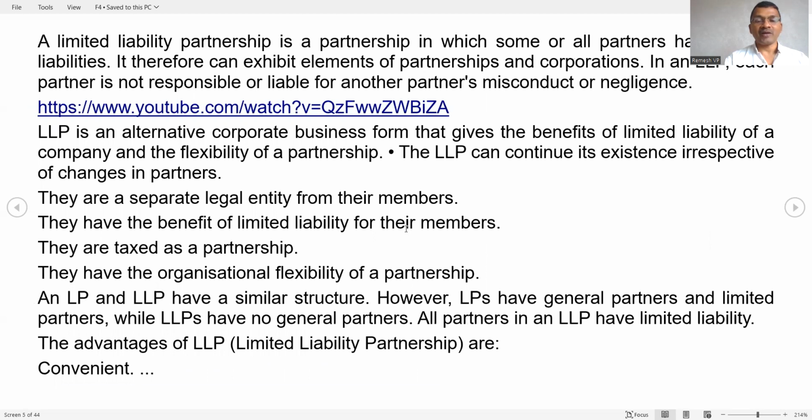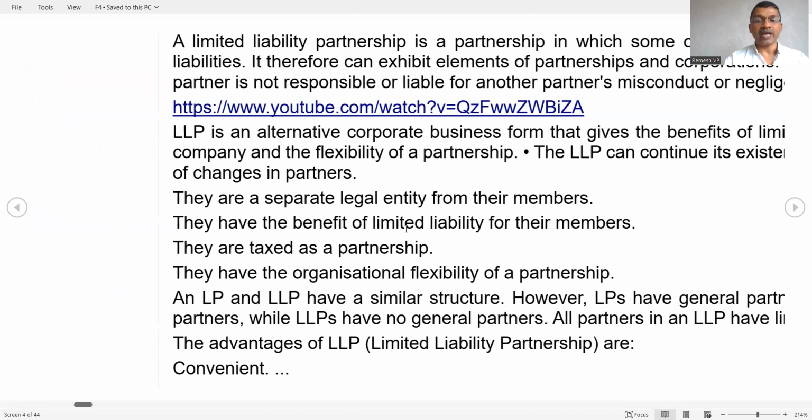If one partner carries out a fraud or a scam, that damage is limited to that partner. That liability of paying back or making good is limited to that particular partner only. It doesn't go on to the others, unlike in case of a normal partnership.